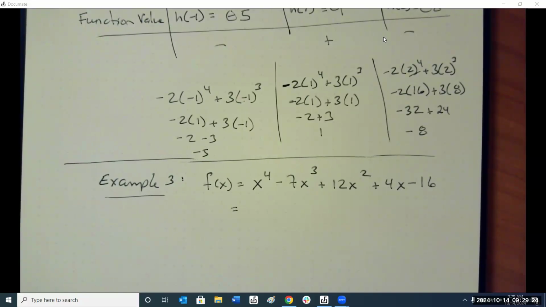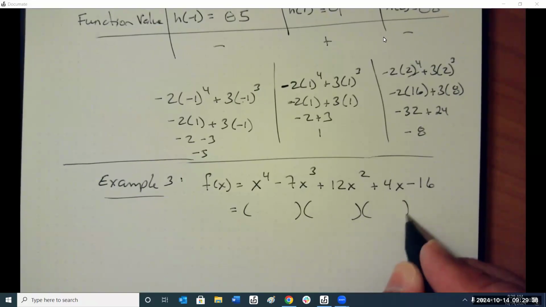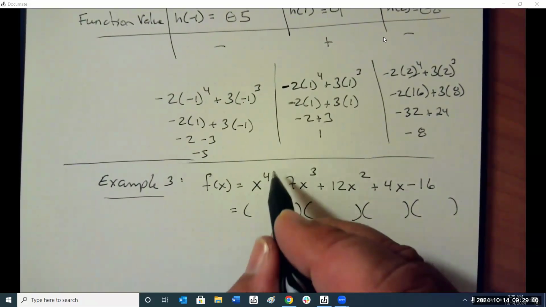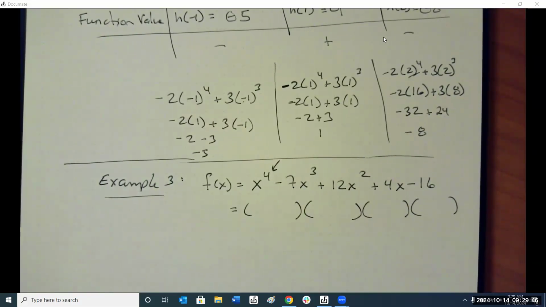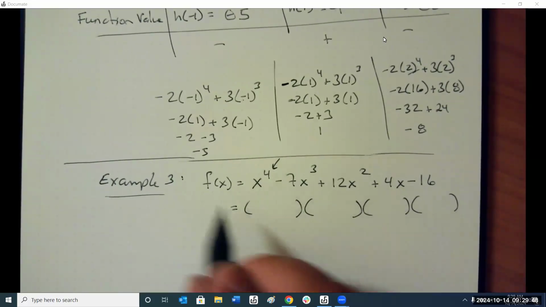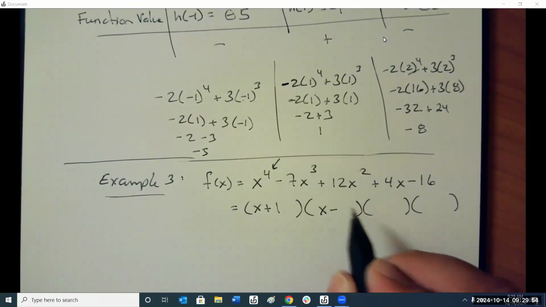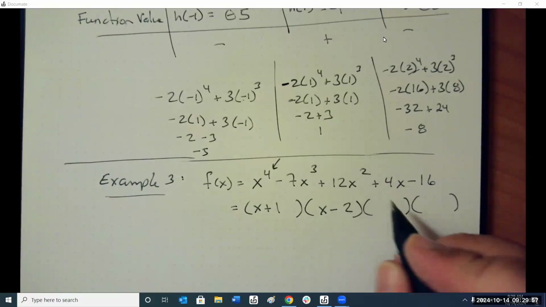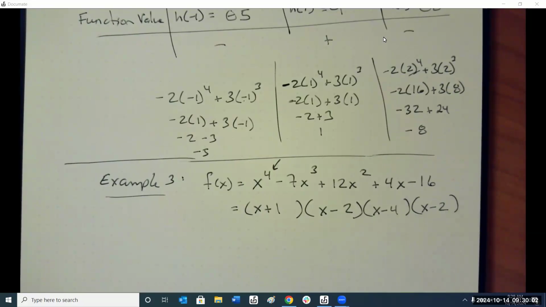I wouldn't give you this, but I will give you the factors. But think about this. At the end of next week, I can give you something like this, and you're going to be able to find the x-intercepts because it's a degree 4. So you're going to be able to figure this out. The factors that we're going to have are x plus 1, x minus 2, x minus 4, and x minus 2.